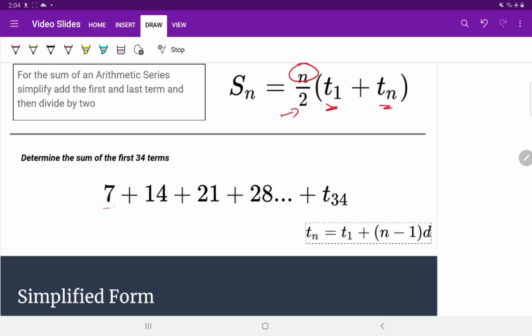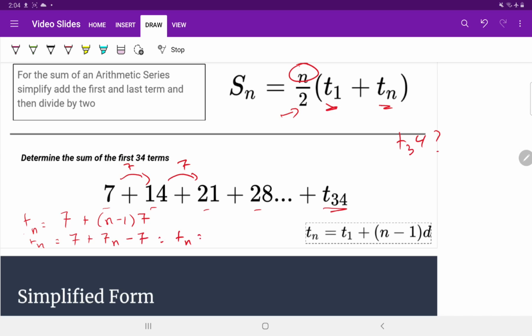Okay, so let's say I have 7, 14, 21, 28, and I want to sum to 34. Well, first thing I need to do is figure out what term 34 is. I'm going to find it out by using this little equation right here, which you should remember from the previous video. I see that my common difference here is 7. So Tn is equal to 7 plus (n minus 1) with a common difference of 7. So Tn is equal to 7 plus 7n minus 7, or Tn is equal to 7n. Okay, nice and easy in this case.